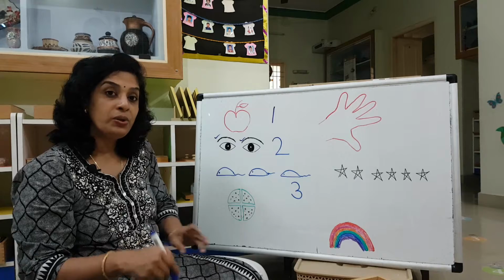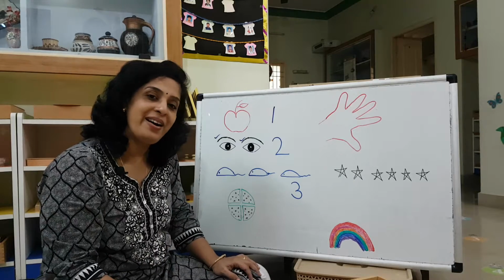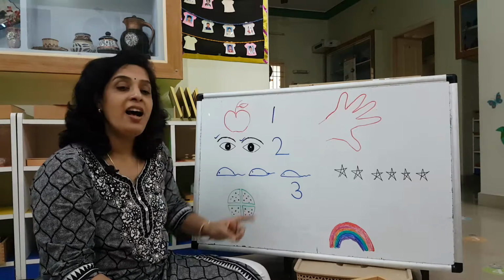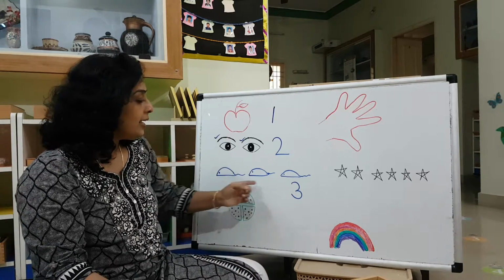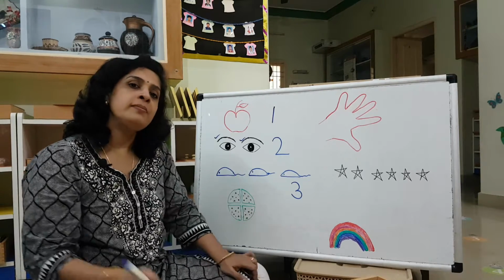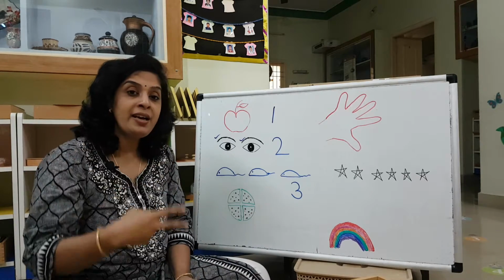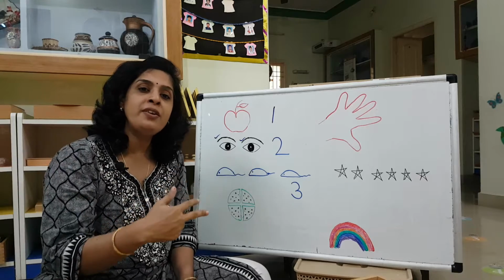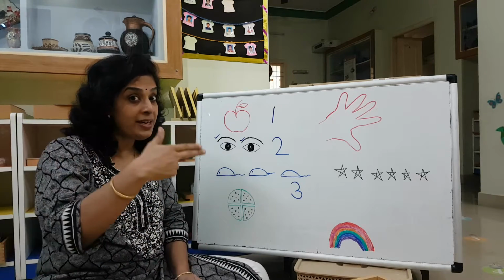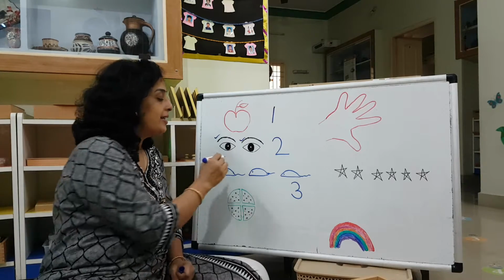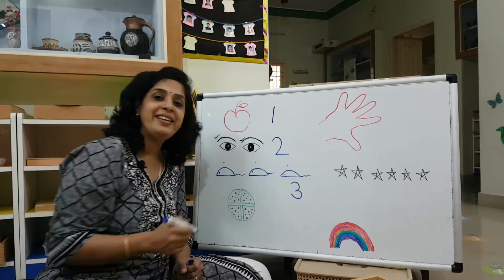3. You know the song 3 blind mice, 3 blind mice. See how they run, see how they run. They all ran after the farmer's wife. She cut off their tails with a carving knife. They all ran after the farmer's wife. She cut off their tails with a carving knife. The 3 blind mice. 3 blind mice.